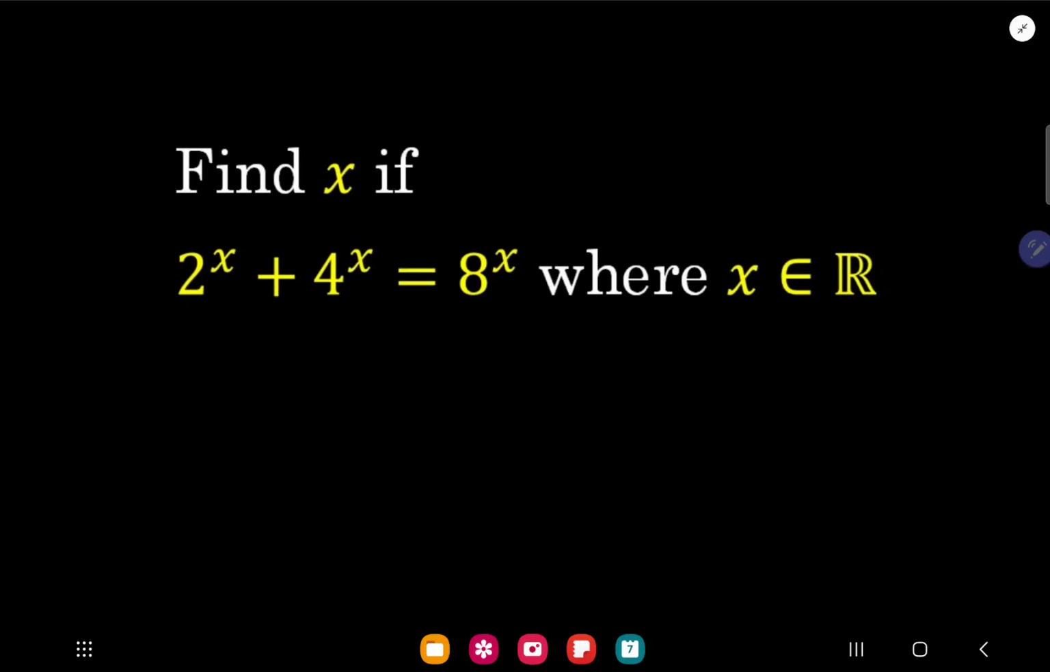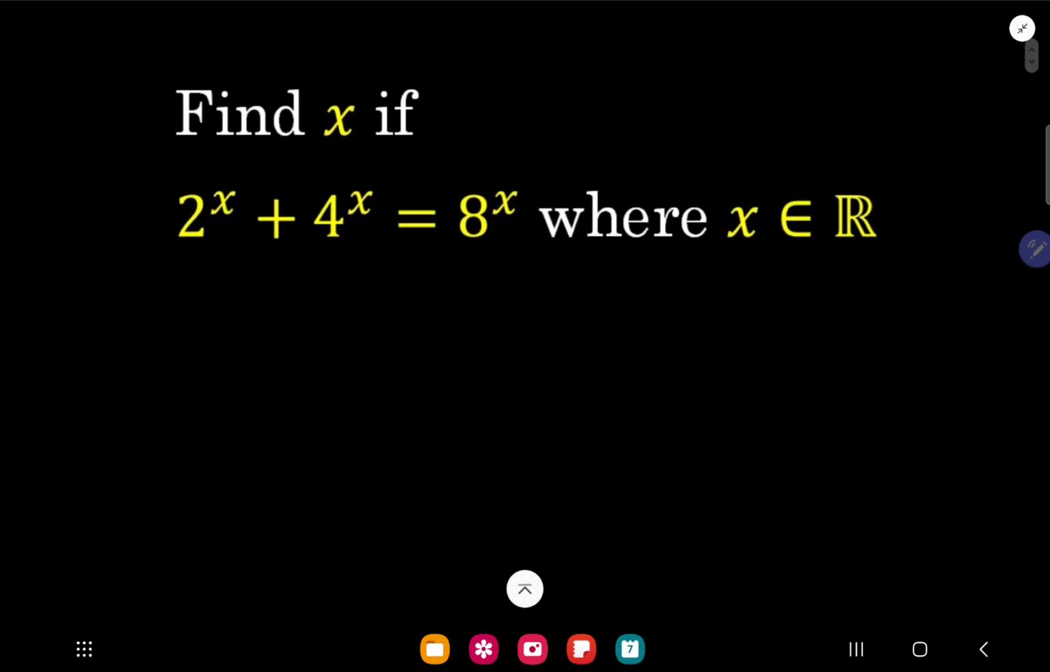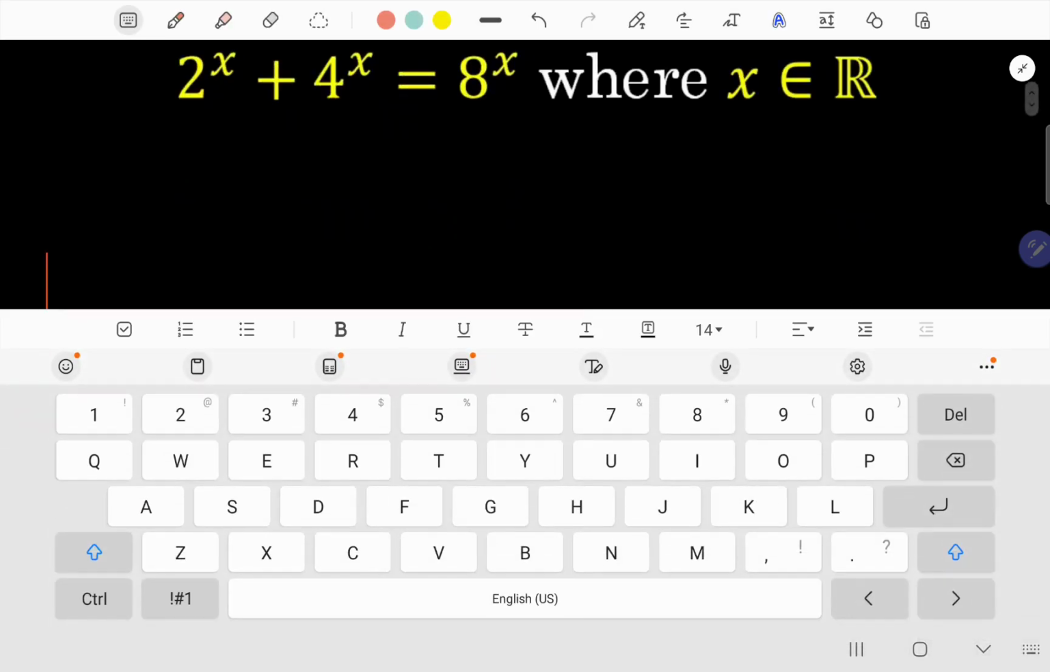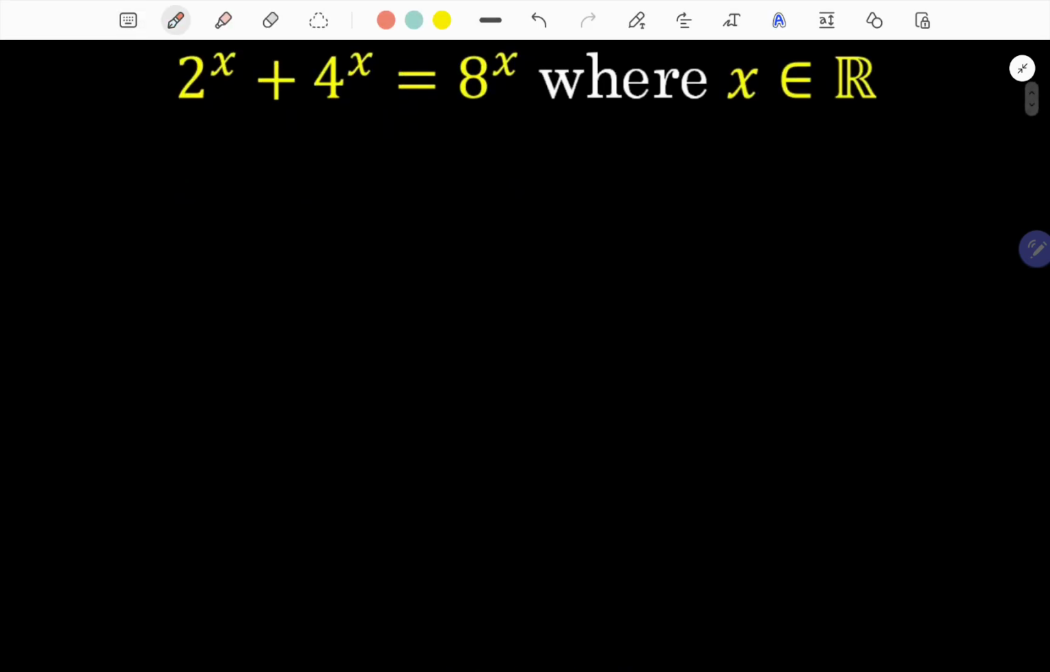Hello everyone. In this video we are going to solve an equation 2^x + 4^x = 8^x, where x belongs to the set of real numbers. Let us move towards the solution.